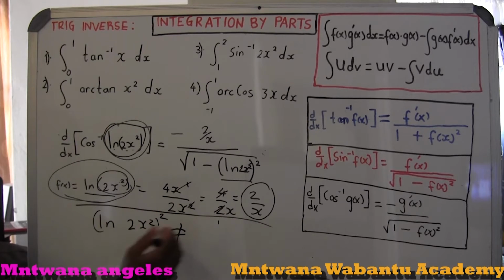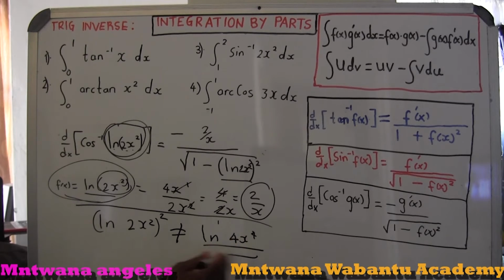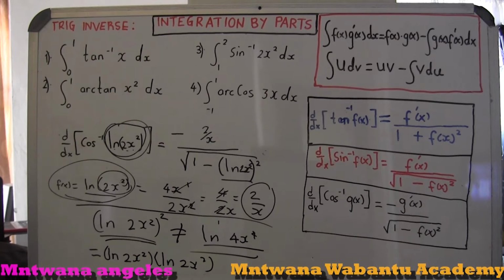Let me just say this is not equal to ln of 4x to the power 4. No, you cannot do that. You know what I'm saying? It's not equal. Leave the way it is. But this is equal to ln of 2x squared times ln of 2x squared. So this is equal, but it's not equal to the other. So you cannot only multiply.